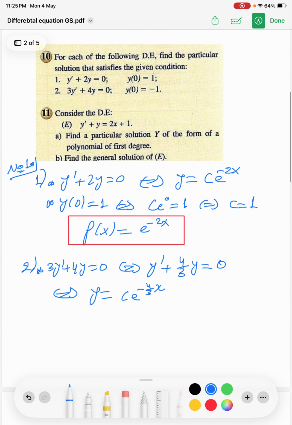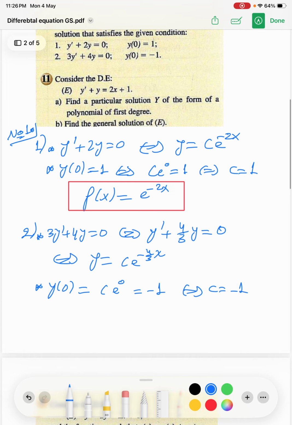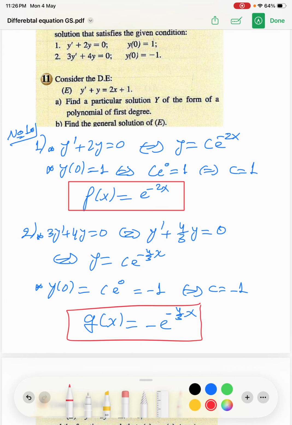The given is y of 0 equal minus 1. Y of 0 equal c exponential of 0 equal minus 1. So c equal minus 1. So a particular solution, which can be called g of x, is minus exponential of minus 4 over 3 x. And this is a particular solution of this differential equation.